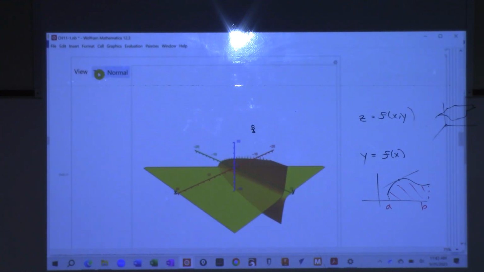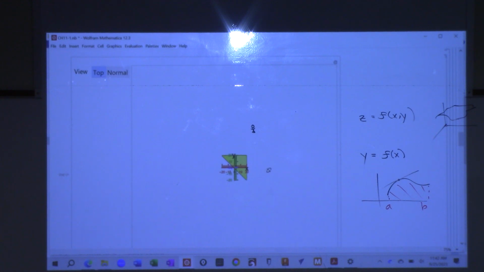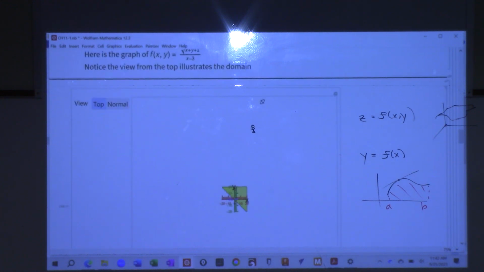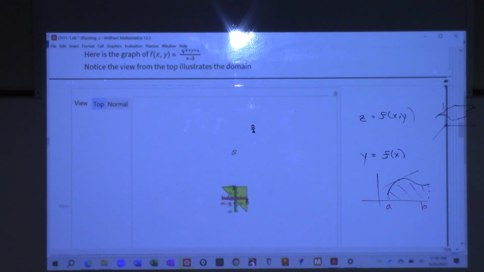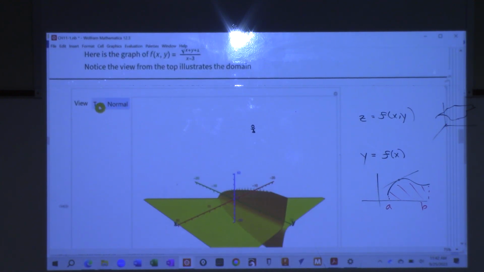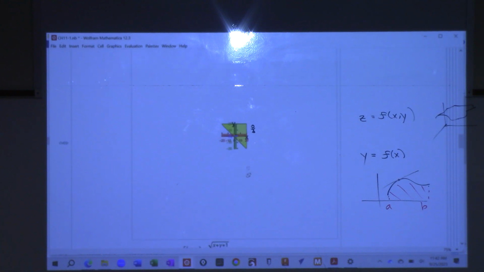Oh, man, damn it, I kind of blew it already. Let me reevaluate this notebook. Why is it coming in like that? That's not what I wanted. That sucks.